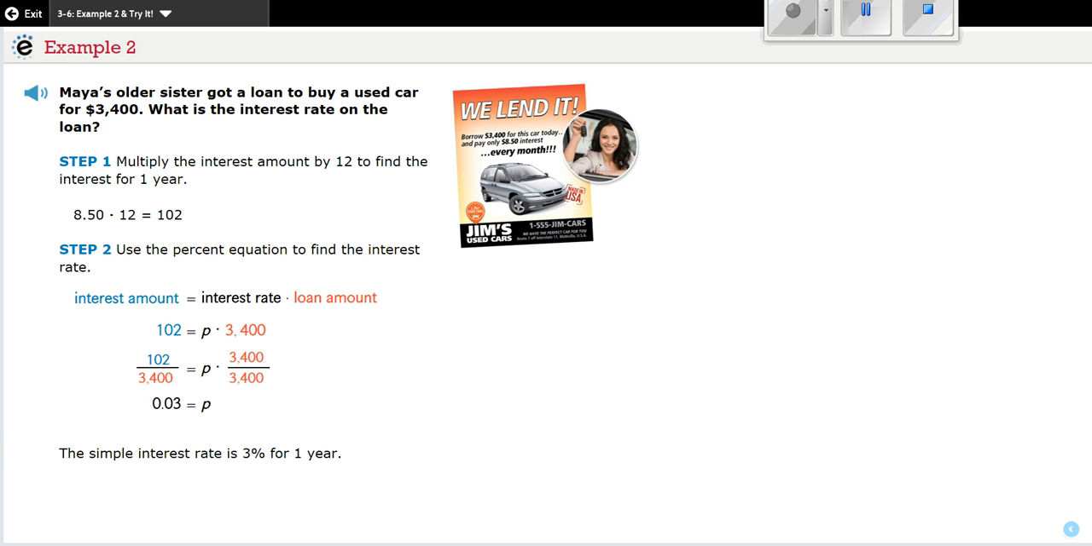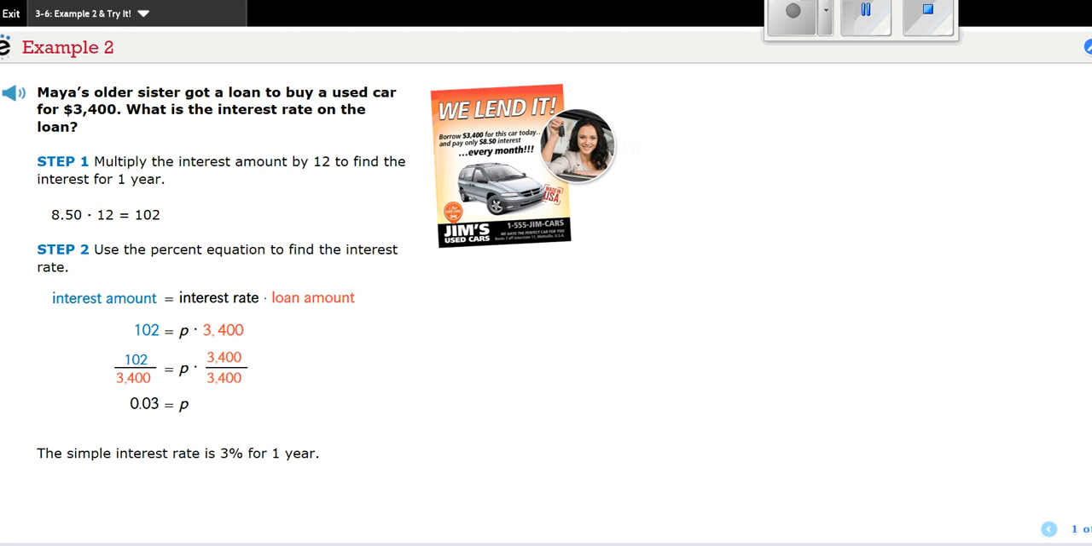All right, welcome to topic 3-6, looking at example 2, working a little more with how our part equals percentage times whole can fit into different scenarios, in this case looking at interest rates. So in example 2, we see how Maya's older sister got a loan to buy a used car for $3,400.